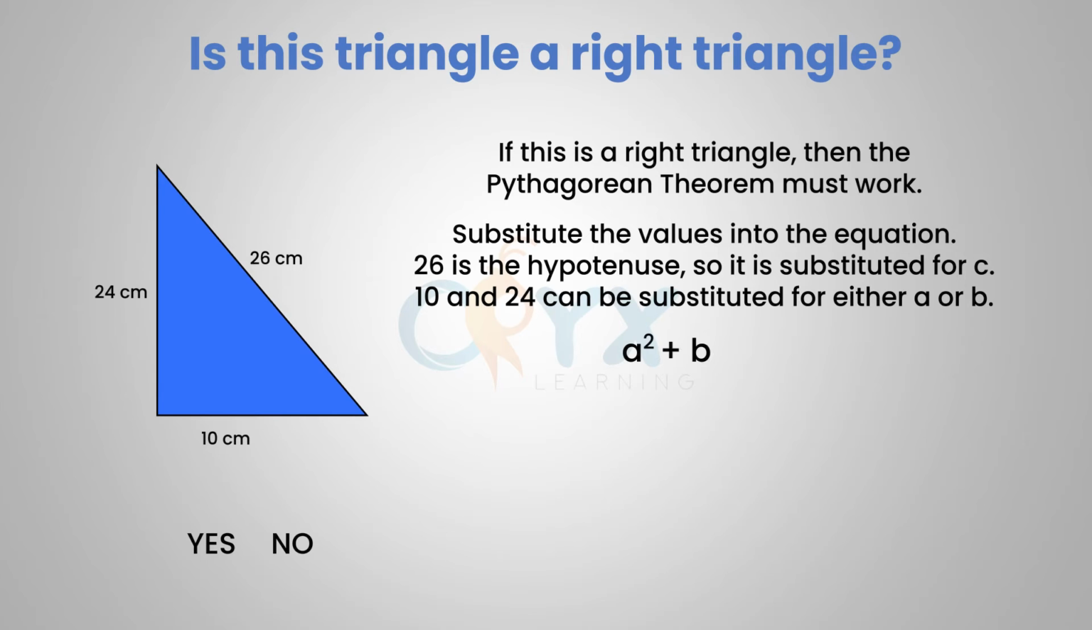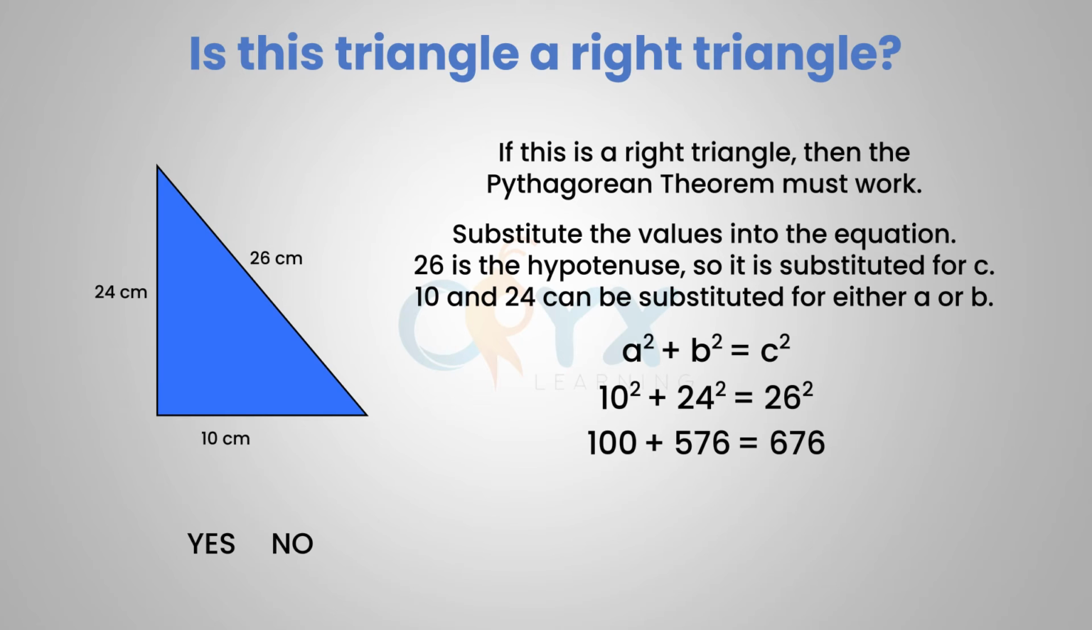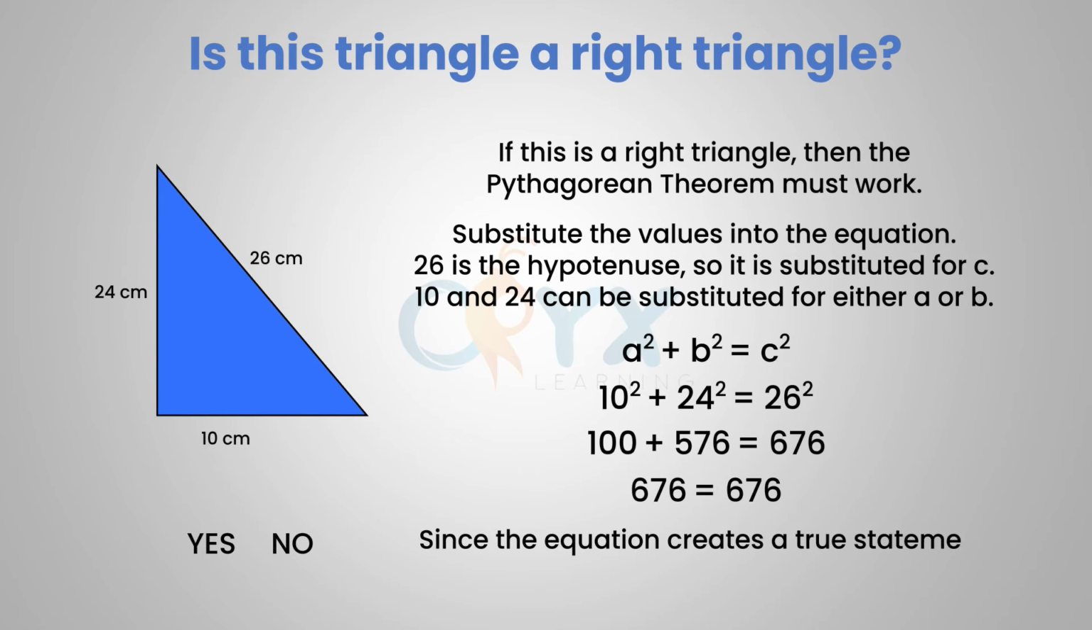A squared plus b squared equals c squared. Substituting the values we have, we get 10 squared plus 24 squared equals 26 squared. 10 squared is 100, 24 squared is 576, and 26 squared is 676. So 100 plus 576 equals 676. Simplifying, we get 676 equals 676. Since the equation creates a true statement, this triangle is indeed a right triangle.